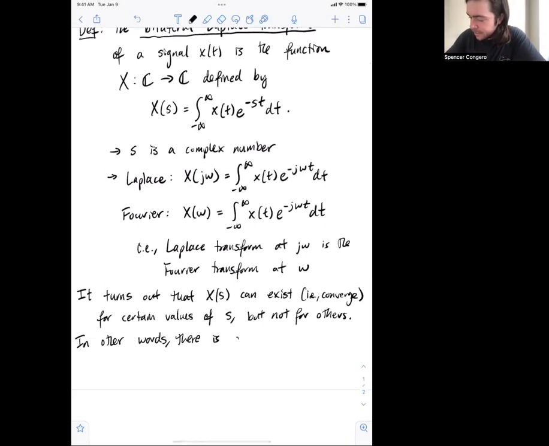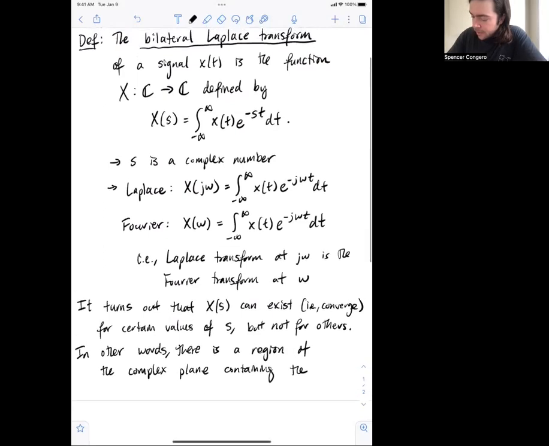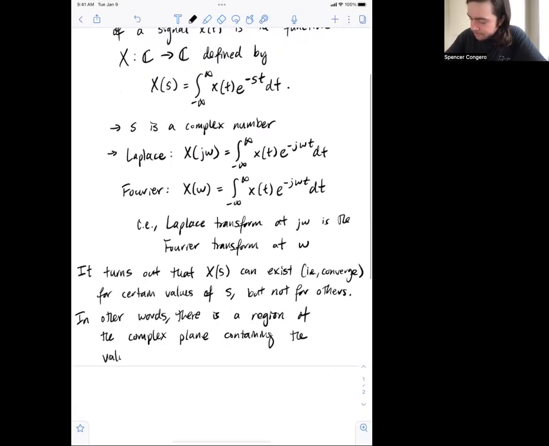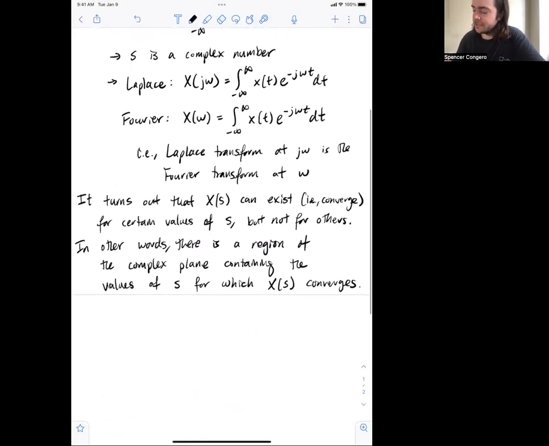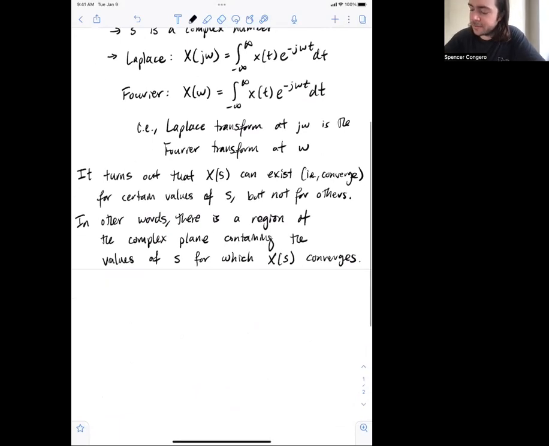Okay. So in other words, there is a region of the complex plane containing all of the values of s for which the Laplace transform converges. And we're going to be interested in that region, those values of s that make the Laplace transform converge, and we give that a name. It's so important we give it a name. So here's the next definition.